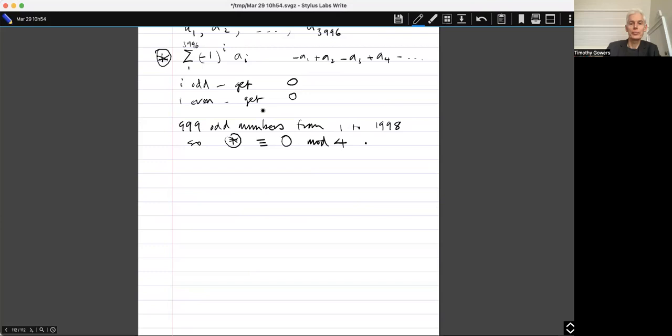So for each odd number, I have to choose a plus one sign for one of them and a minus sign for the other. There are 999 odd numbers from 1 to 1998. So the number of odd numbers changed is odd.